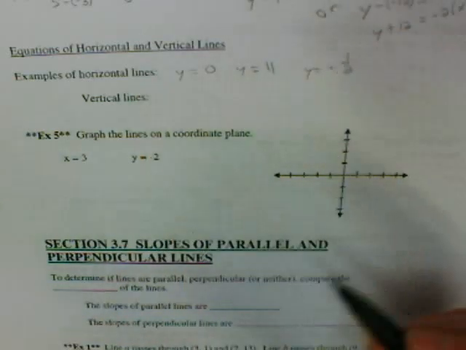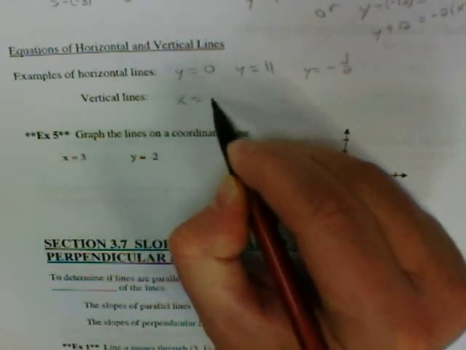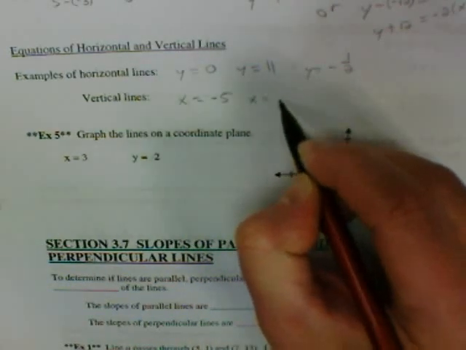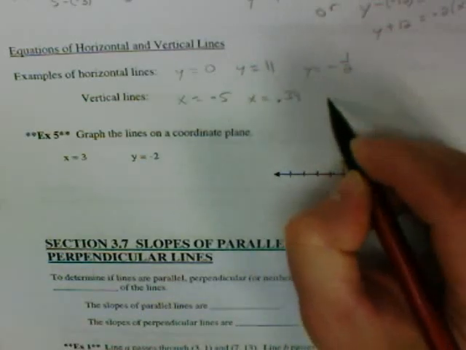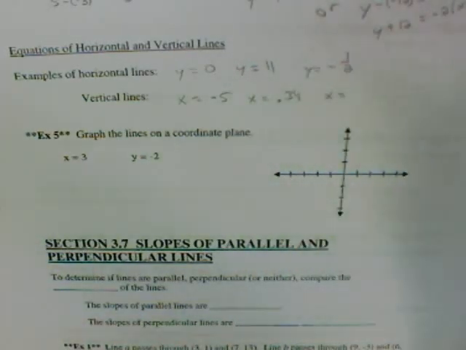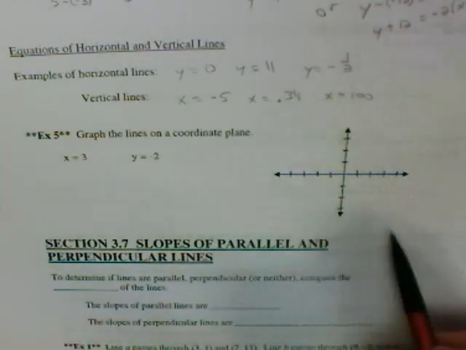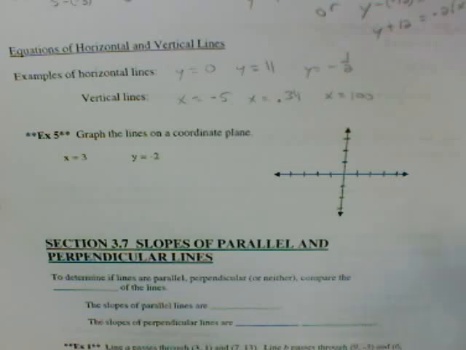And the exact flip idea for vertical lines, it would be x is equal to negative 5, x is equal to 0.34, x is equal to 100. Those will all be examples of vertical lines, and we'll explain why that makes sense here in a minute. So example 5 says, go ahead and graph the lines on the coordinate plane. We're given one coordinate plane, so we can put them both on the same graph, no big deal.